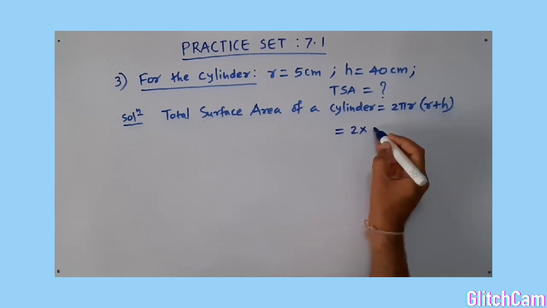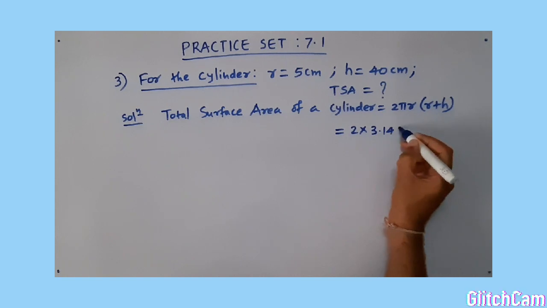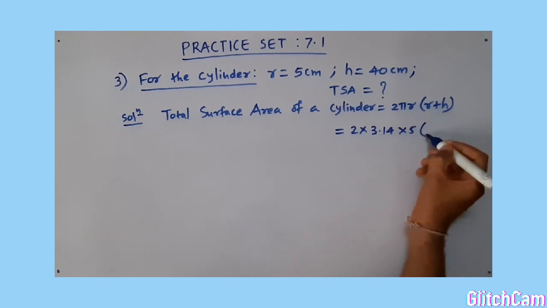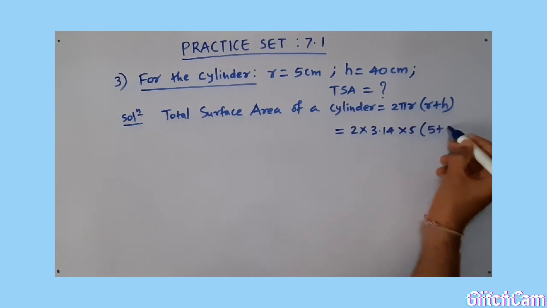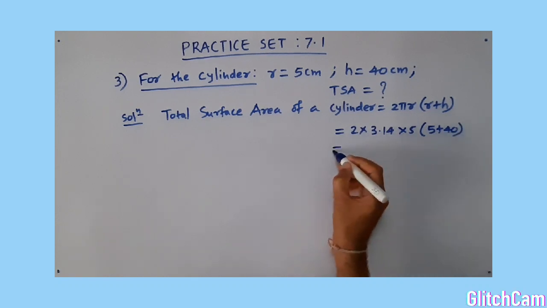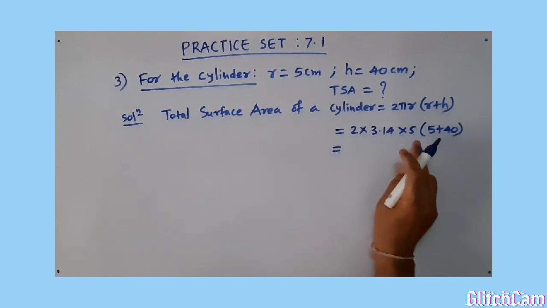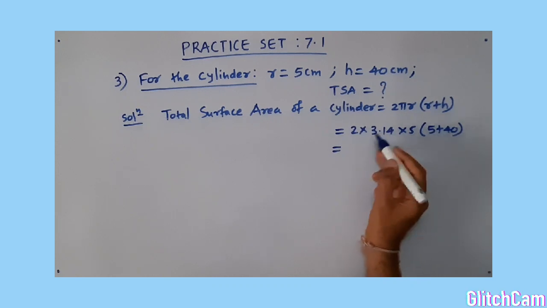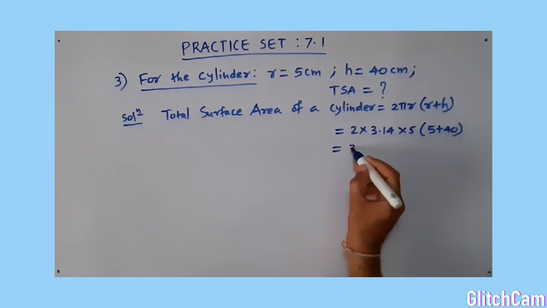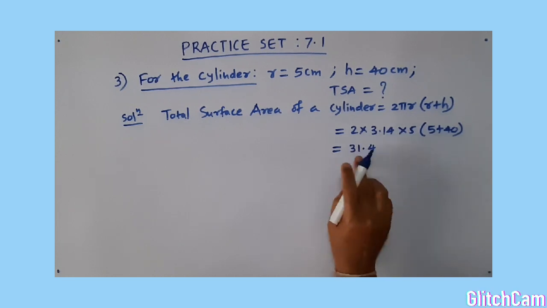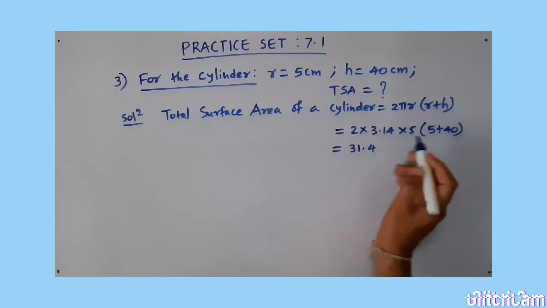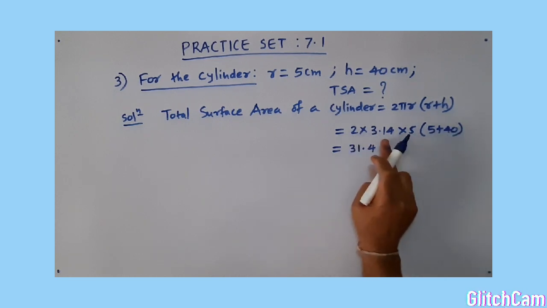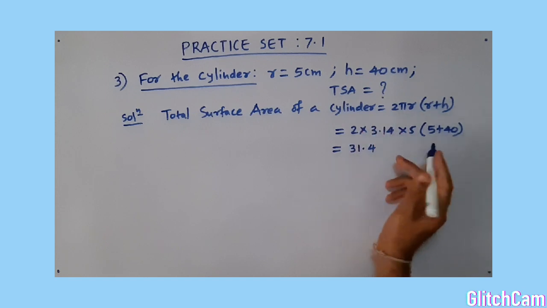So it is 2 into 3.14 into radius is 5. Inside bracket again 5 plus 40. Understand? So it is 5. Now see again, 5 twos are 10. Whenever a number multiplies with 10, then for a decimal number, the decimal point shifts one place backside. So it will be 31.4. How did I get it, understood? 5 twos are 10. 10 multiplies with 3.14, so it is 31.4.